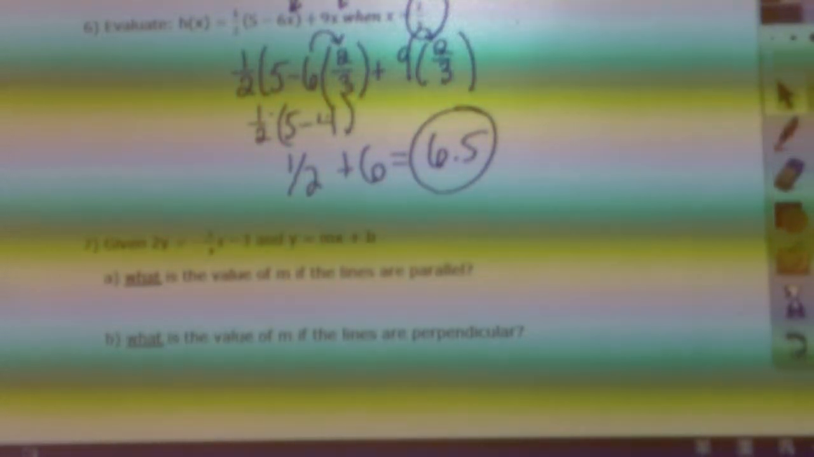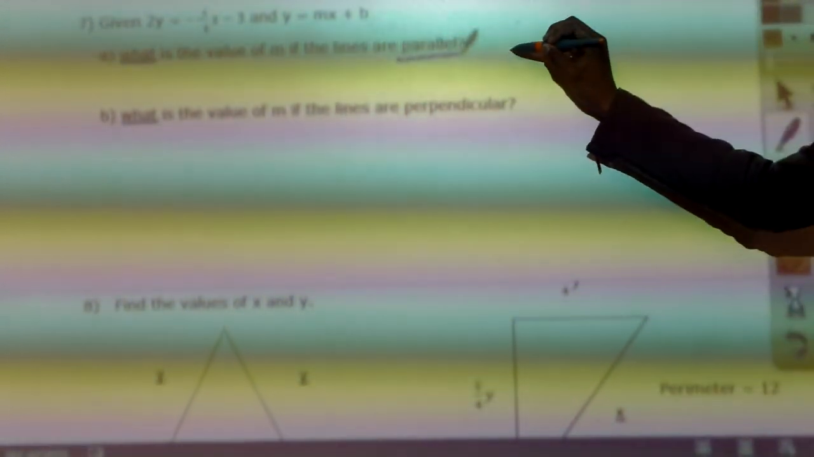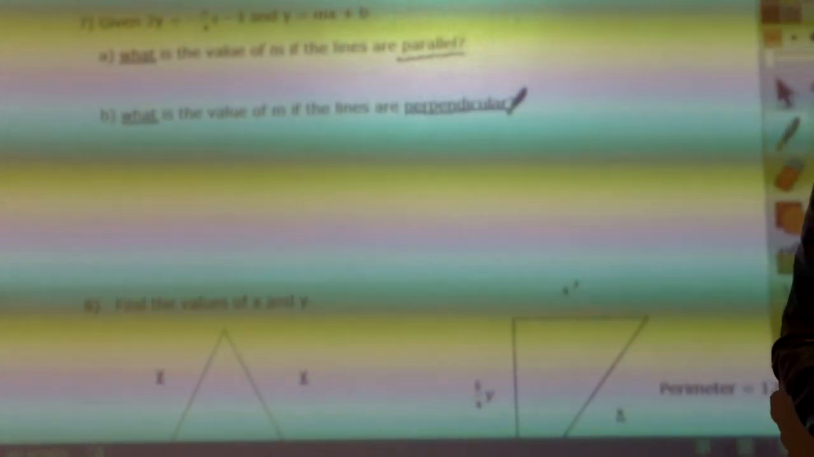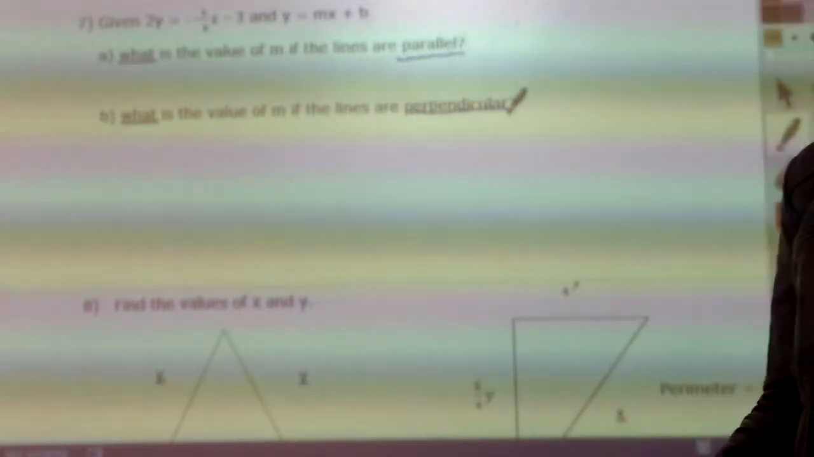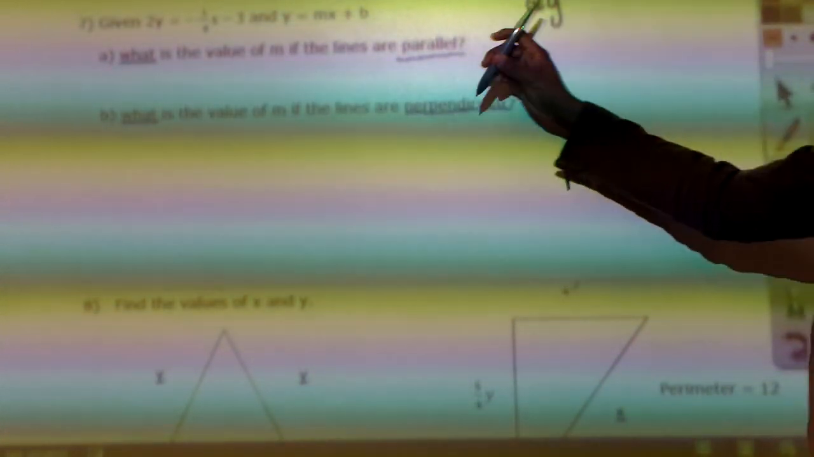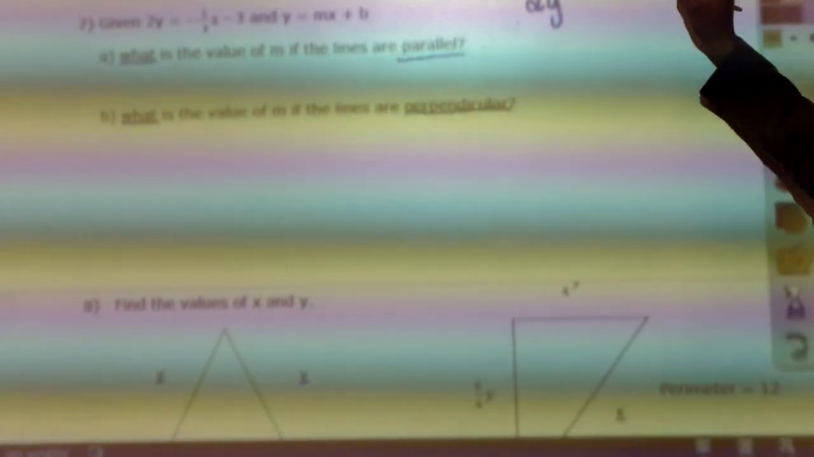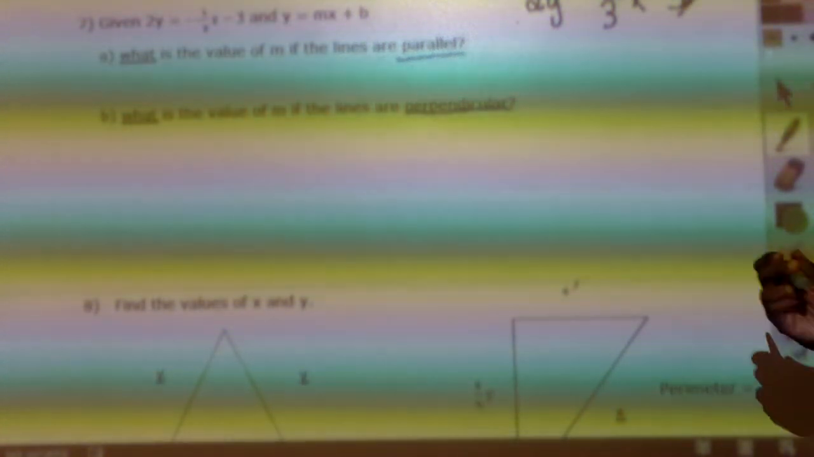Number 7. It gives us this equation, and it wants us to basically figure out which value will make it parallel, which will make it perpendicular. But if you remember with parallel and perpendicular, the equation has to be in slope-intercept form. So from the beginning, you have to take that original equation. Is that negative 1/3, right? Yes. Take the original equation and put it in slope-intercept form so that you can figure out the slope, which is y equals mx plus b.